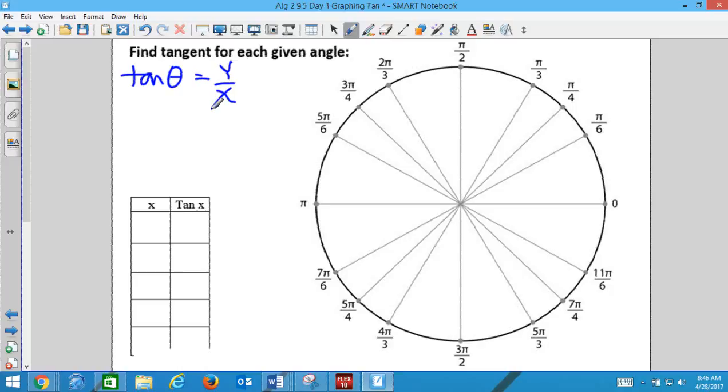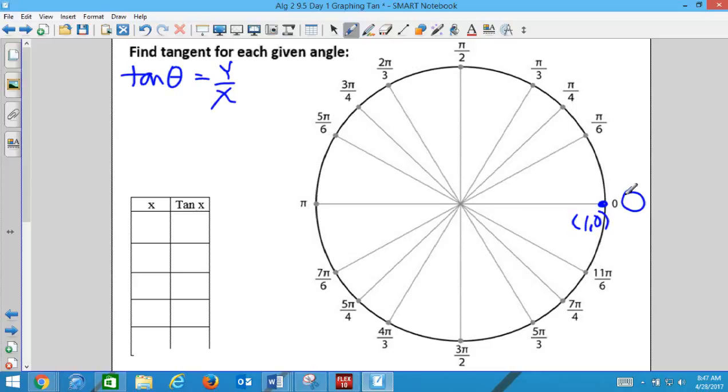So we'll start at the first angle, 0. And for the quadrantals, remember we have to use the ordered pair. What is the ordered pair at this point? 1, 0. So for tangent, we do y over x. And we get 0.